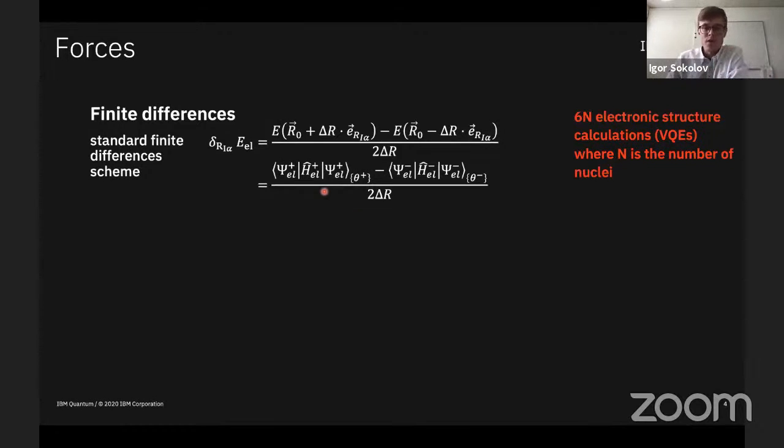As a starting point, I will tell you why. Basically, you can see immediately that we have to compute psi plus and psi minus. These are the ground state wave functions at displaced geometry along Cartesian coordinate for each nucleus I and direction alpha. So this means two displacements for three axes and every nucleus. So we need to perform 6N VQEs to compute the forces. This is a large amount.